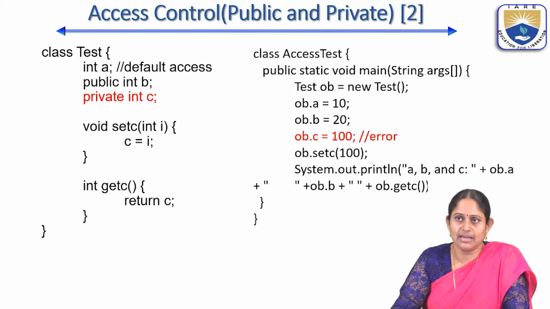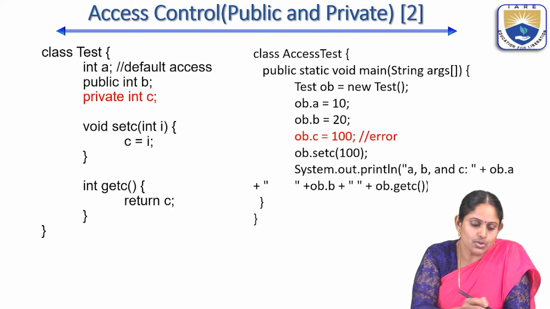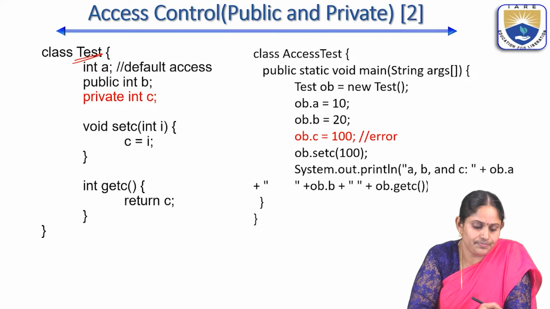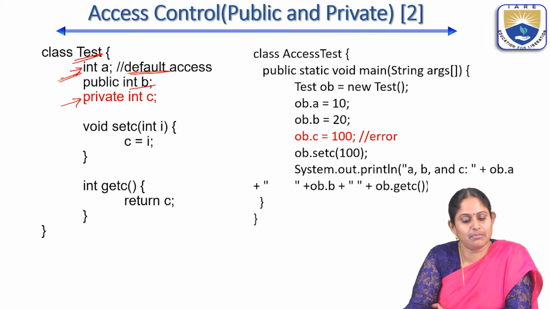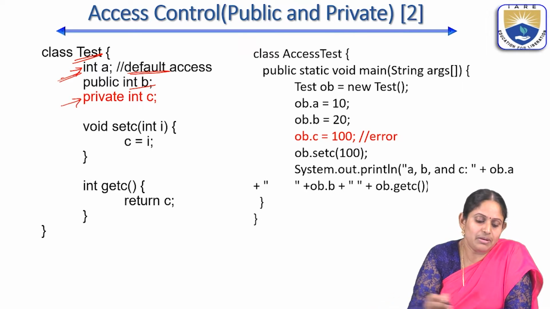Now let's look into an example program. Here we have a class named test, which has an integer variable a. Since it doesn't have any access specifier specified, it is provided with default access. Then we have a public variable b, which can be accessed everywhere, by any program. And we have a private integer variable c, which will be accessible only to the class test.